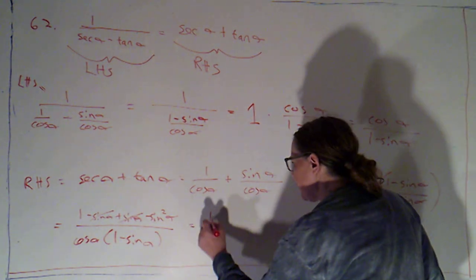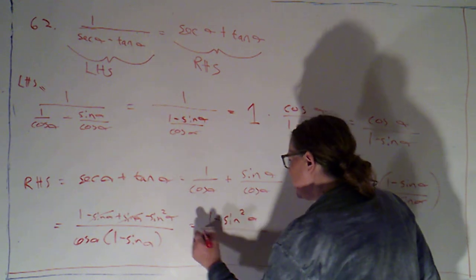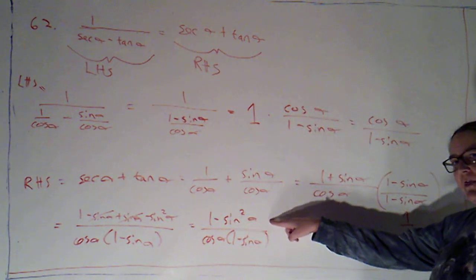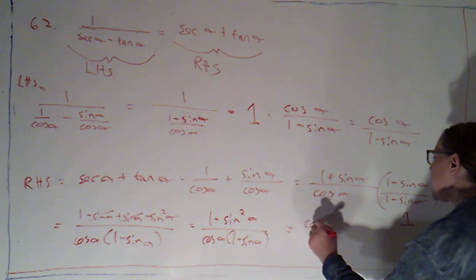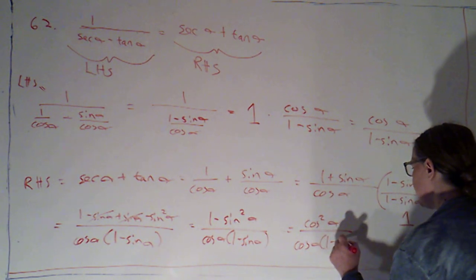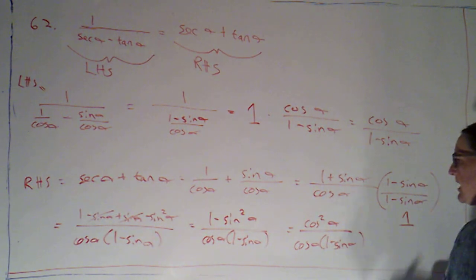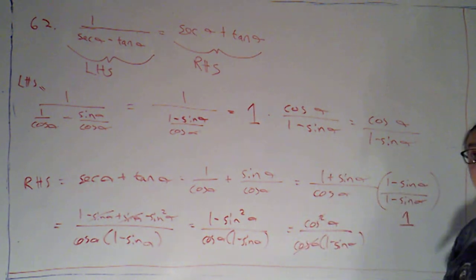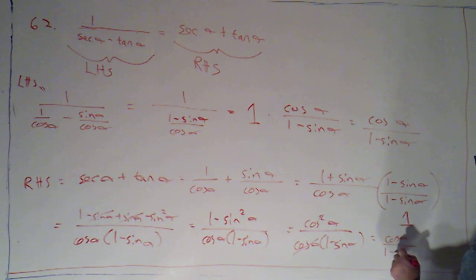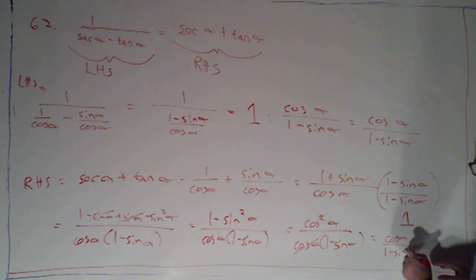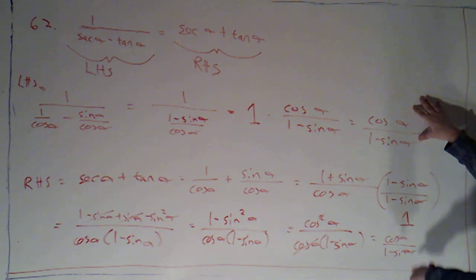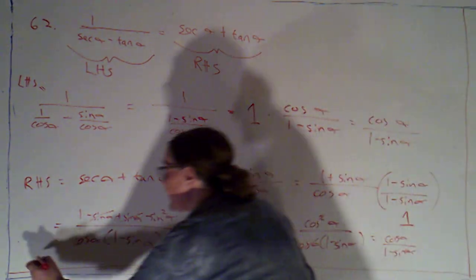So now I can say, all right, we've got 1 minus sine squared alpha over cosine alpha times 1 minus sine alpha. But by my Pythagorean identity, I know that that's cosine squared alpha over cosine alpha times 1 minus sine alpha. And now I can cancel one factor of cosine. And that's going to leave me with cosine of alpha over 1 minus sine of alpha. And that's what I had simplified the left-hand side to. So I was able to simplify them to the same thing.